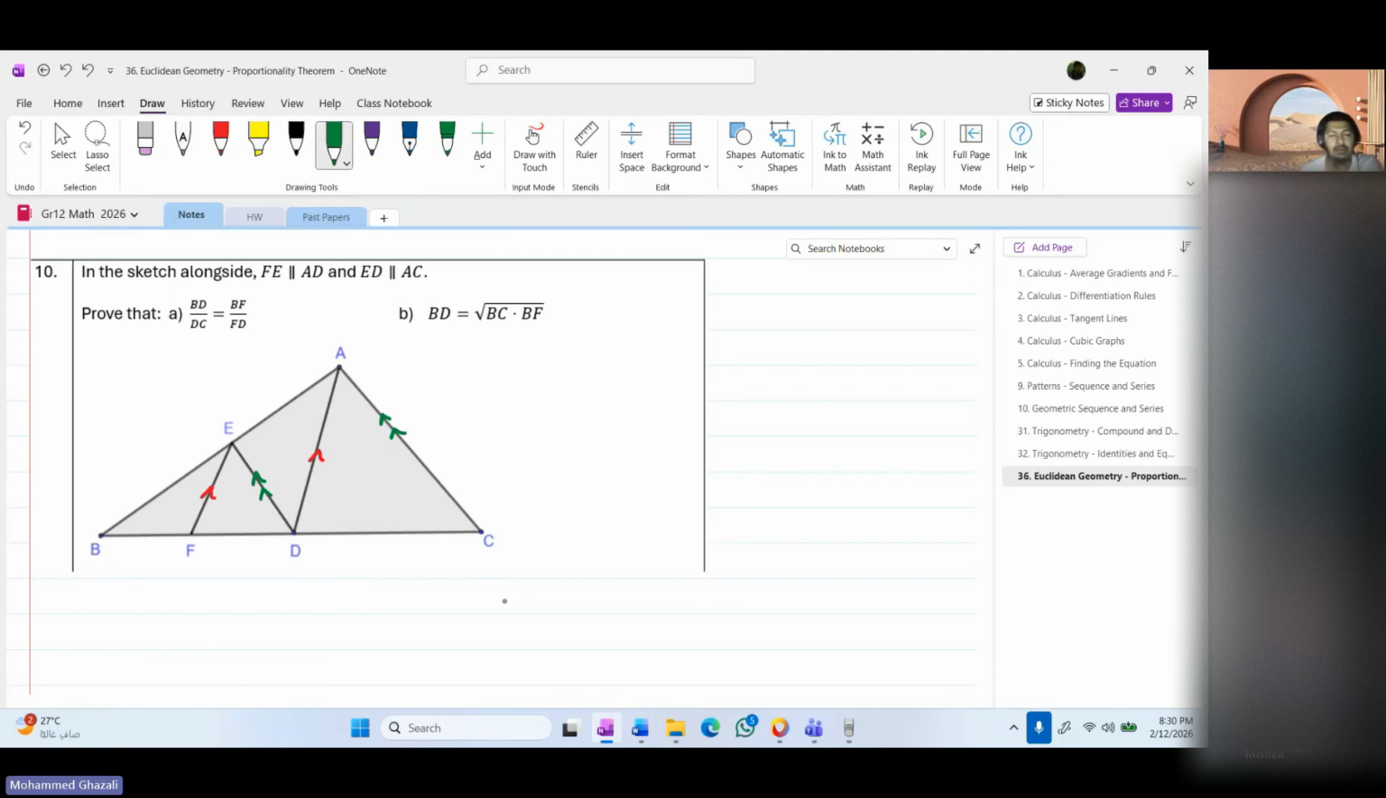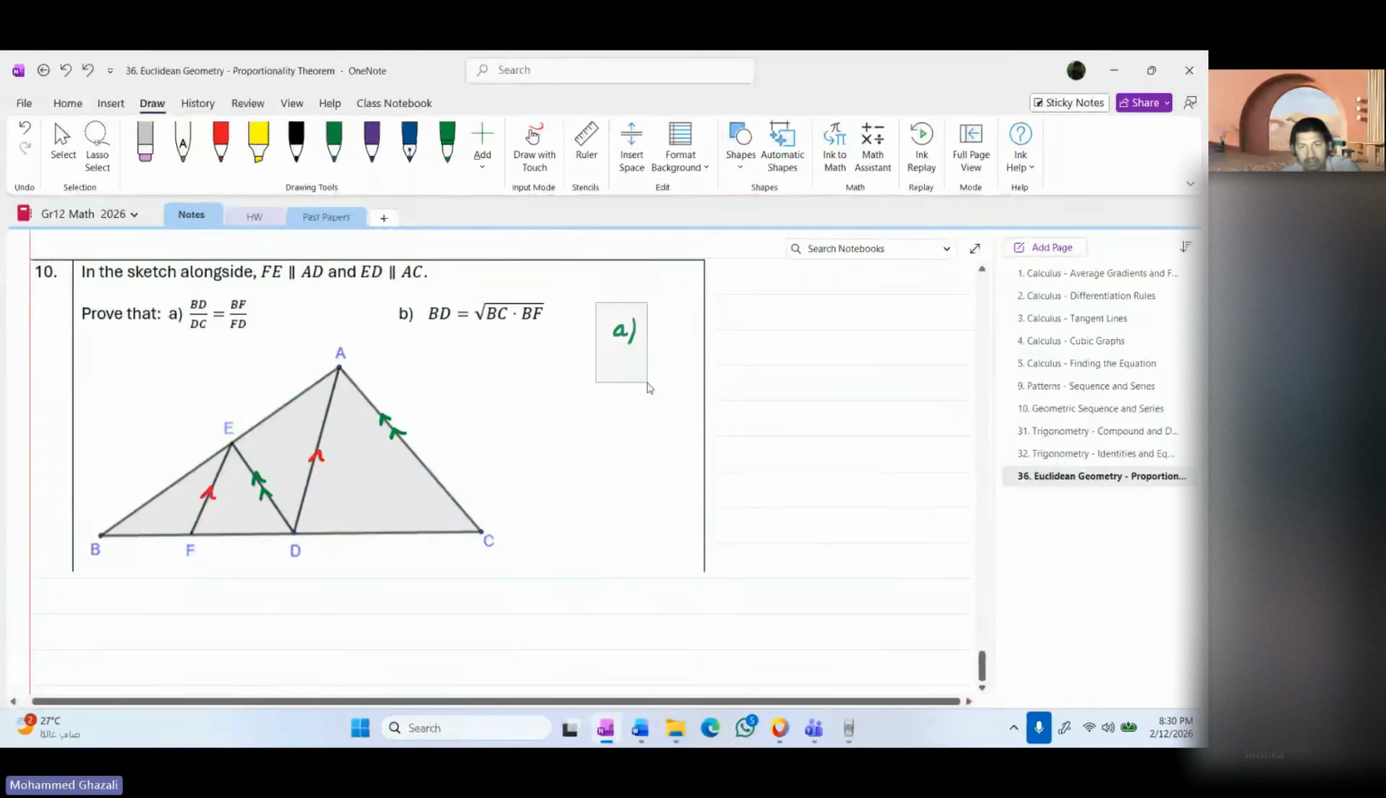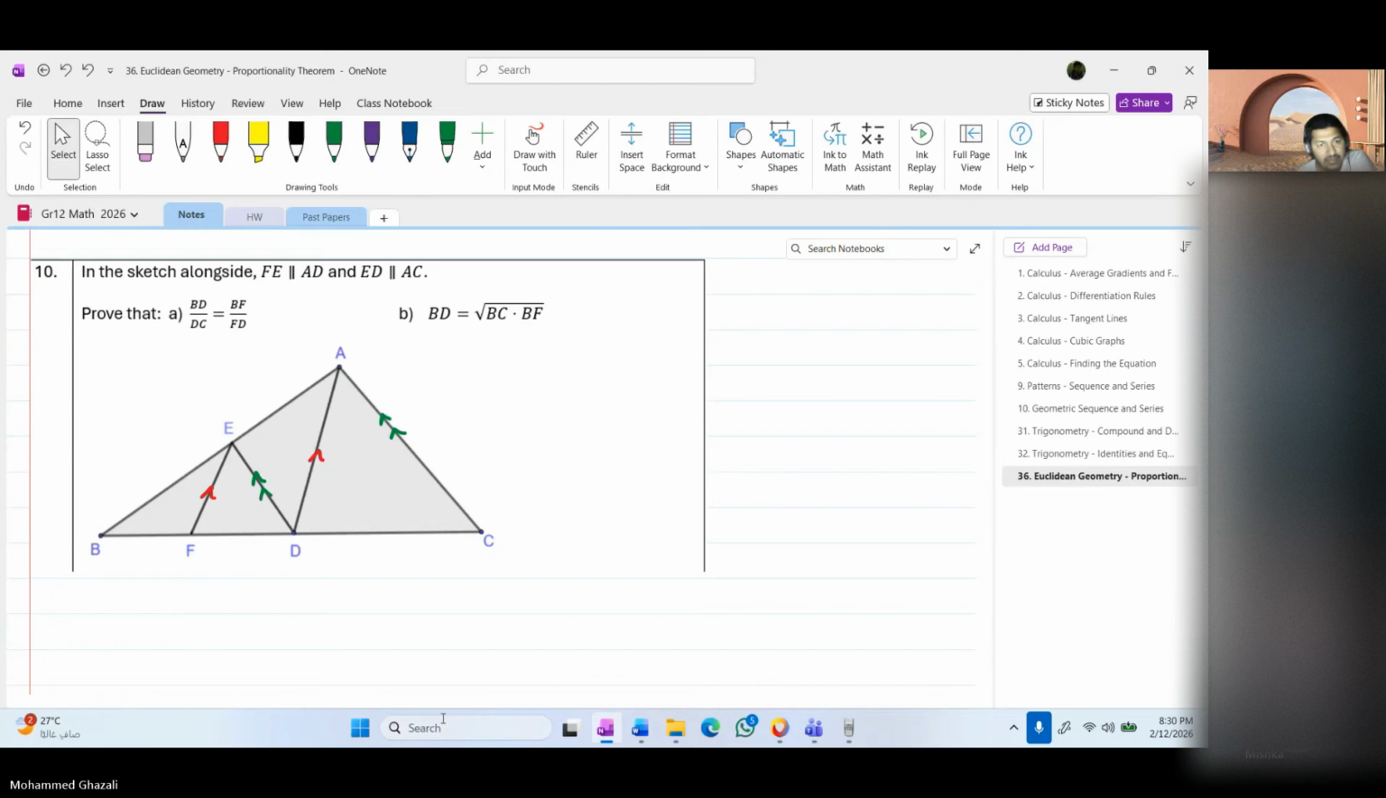I can't find one. All right, so the problem is prove that BD over DC is equal to BF over FD. That's what we want to prove. So first, part A. Working with this triangle here in part A. Doesn't look difficult.